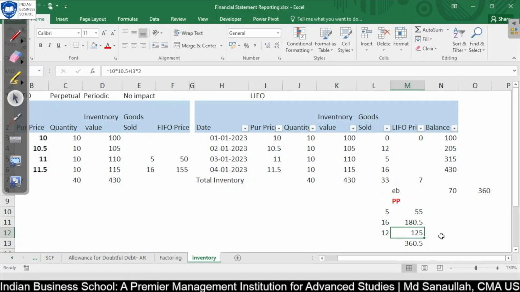So this is why, if you can see, 10 into 10.5, 2nd Jan, plus how much remaining inventory is there, 2 into the old price 20. So this is why it is coming to 120.